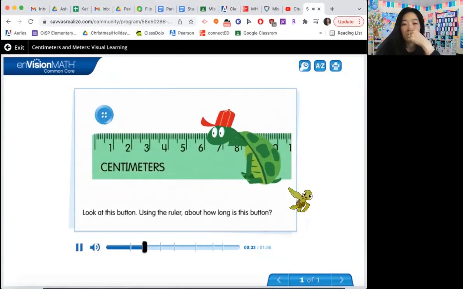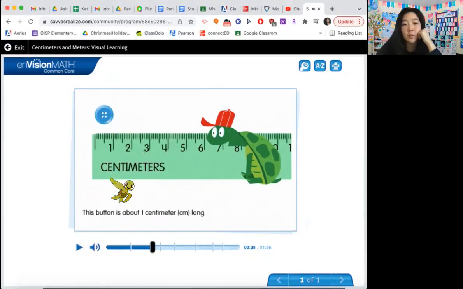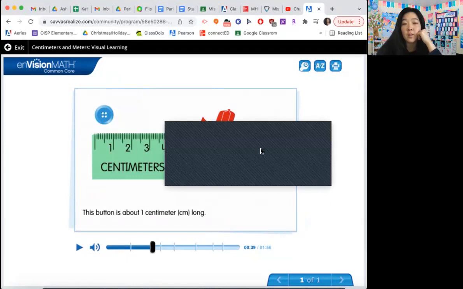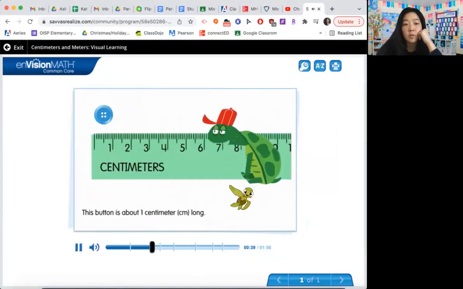Look at this button. Using the ruler, about how long is this button? About 1 centimeter. The button is about 1 centimeter long.